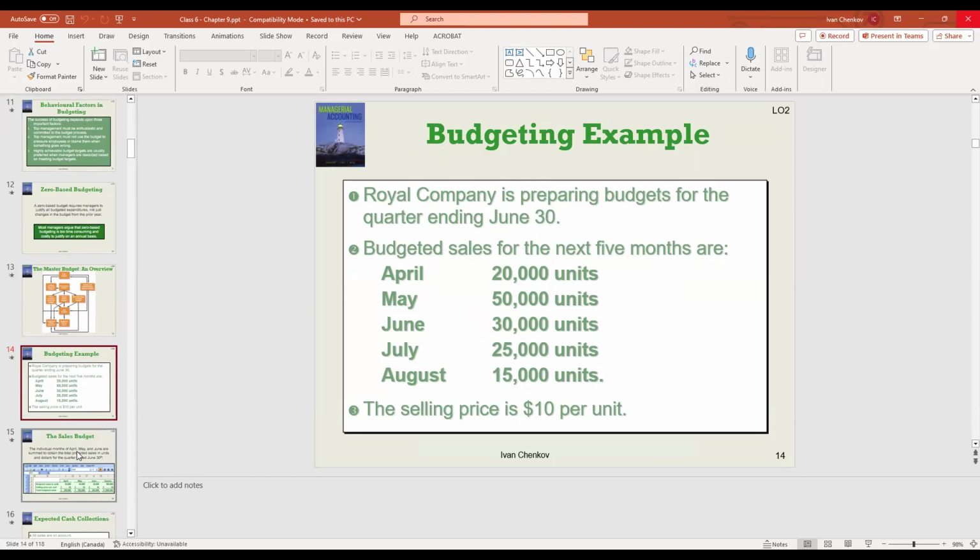Now, there are two approaches for this. One is for me to go over the slides and show you slide after slide. The other one is to use the Excel spreadsheet.